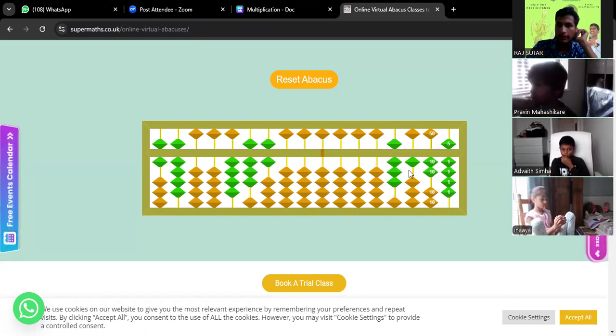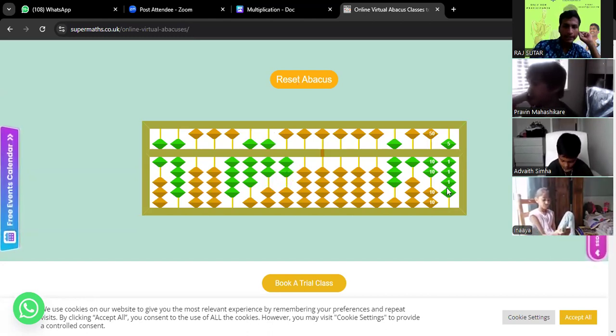Then 6 multiplied by 2. Where will we write 6 multiplied by 2? On the third, fourth one. Fourth and the third. Then 6 multiplied by 9 is 54, on the third and second. So this is done.